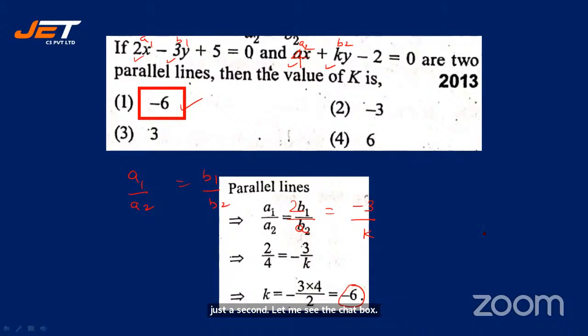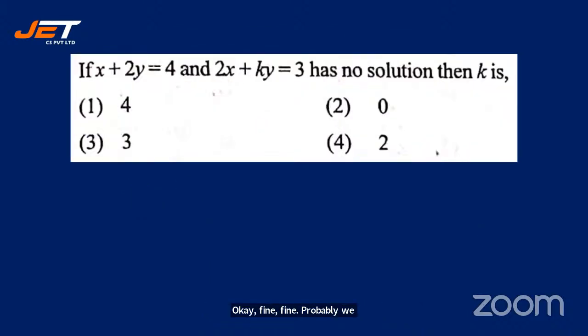Probably we can do one more sum due to time constraint. Yes. See the next question. If x plus 2y is equal to 4 and 2x plus ky is equal to 3, it has no solution, then what is the value of k? Is it clear? So please understand the question. Probably this question is very simple. It says two equations are given and it has no solution. Then what is the value of k?